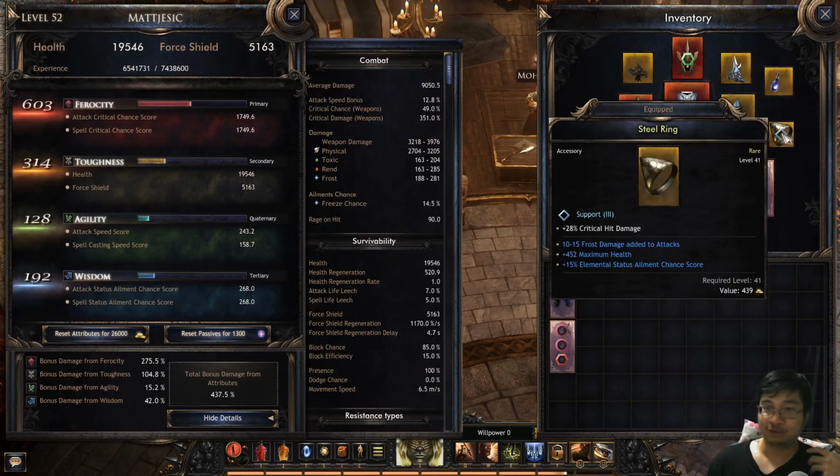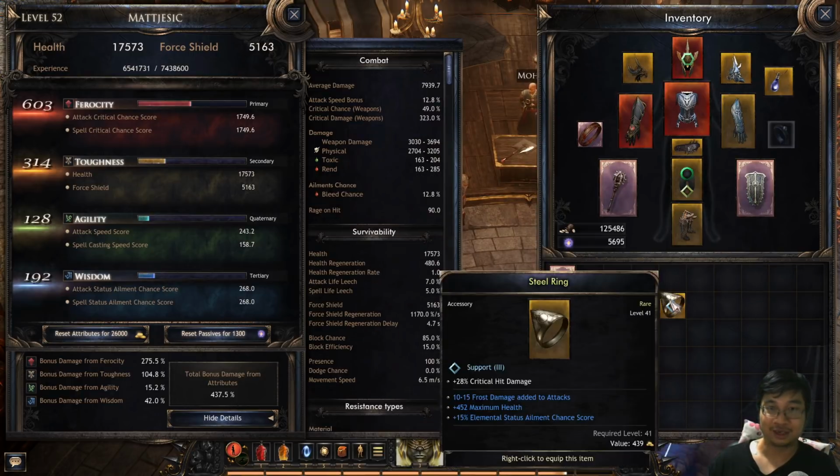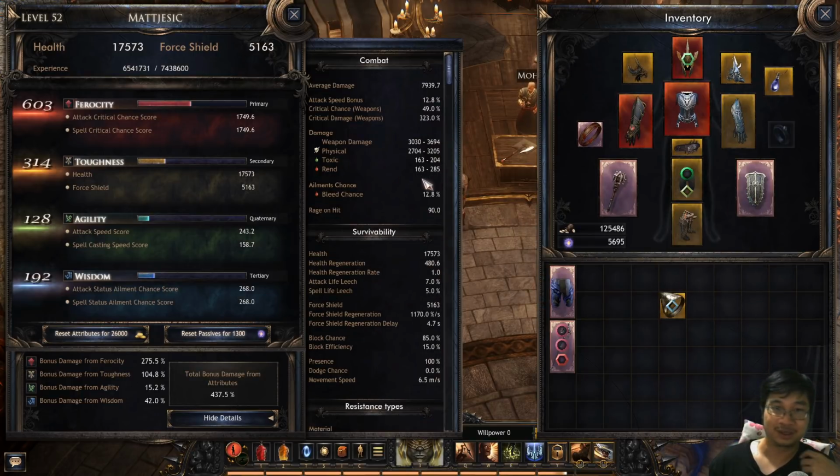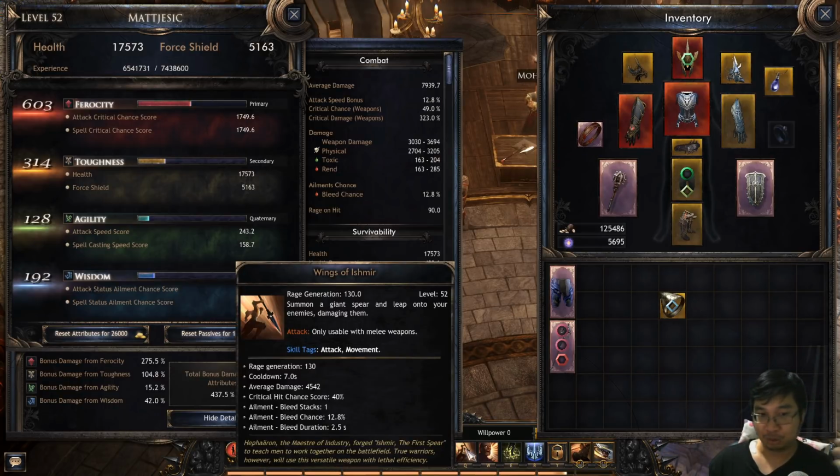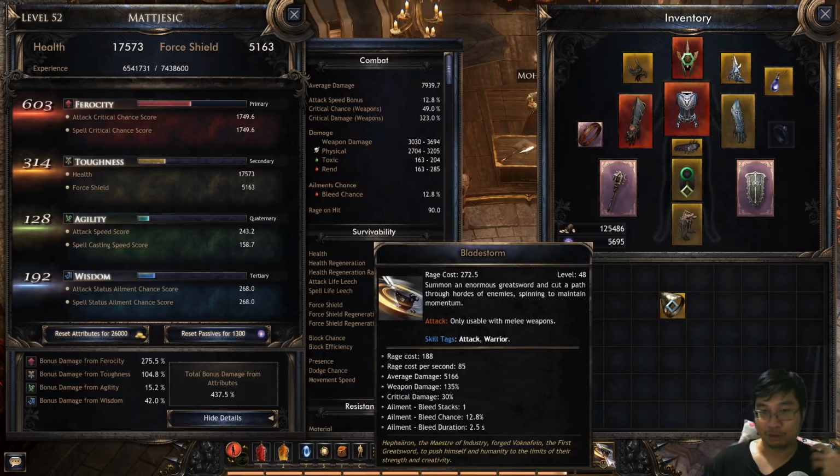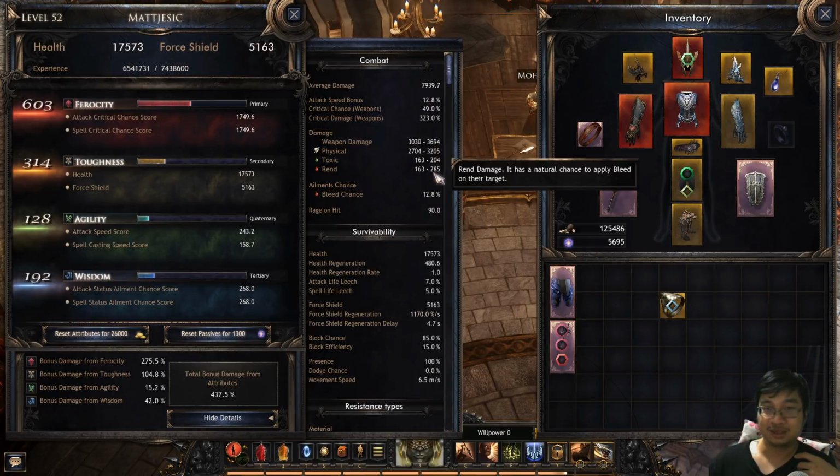But what if I remove the ring that gives me frost damage? I take it off, I have 0 frost. What do you reckon is going to happen? It's going to go down to rend, I believe. There you go, it went on to rend. Now my Winds of Asher and my Blade Storm give rend, which is bleeding, because this turns out to be the second highest, or the highest.